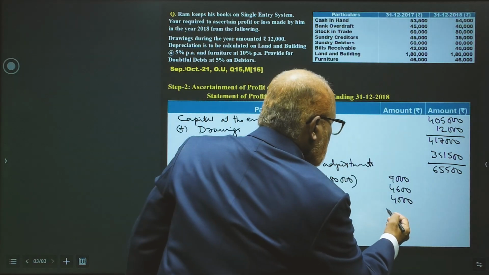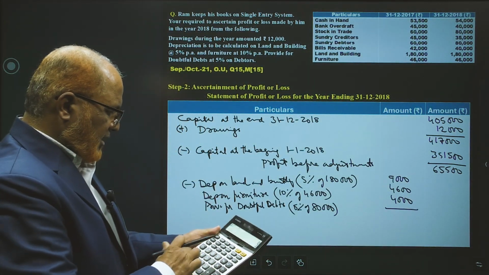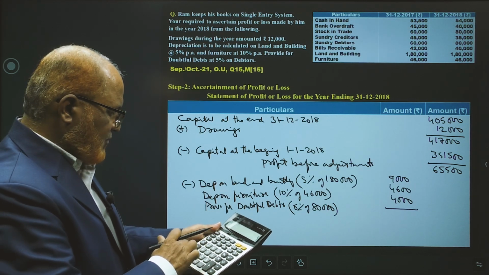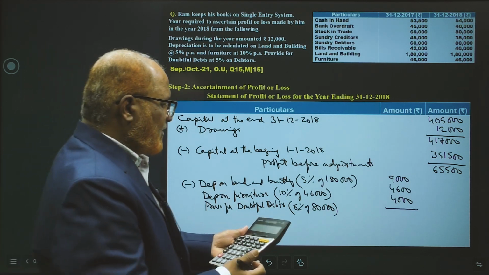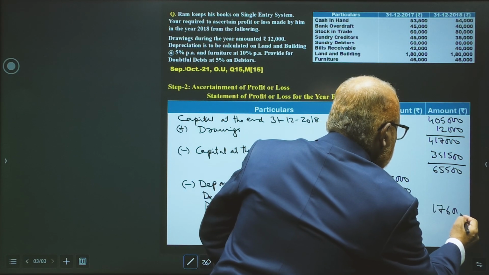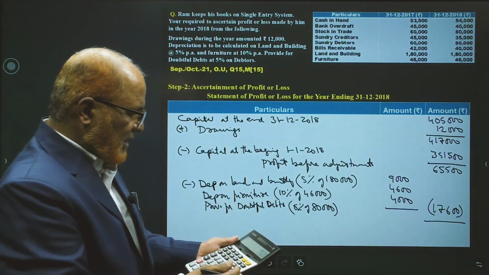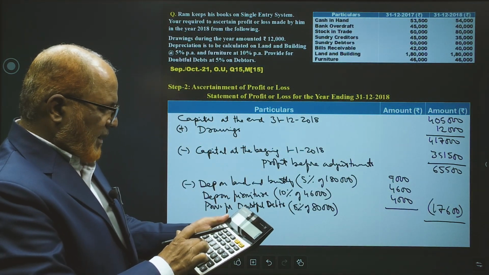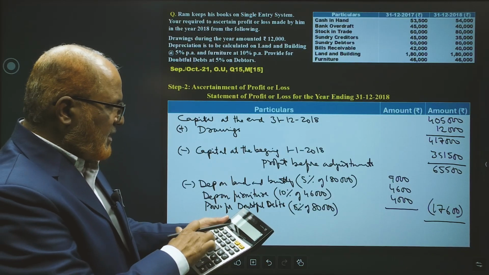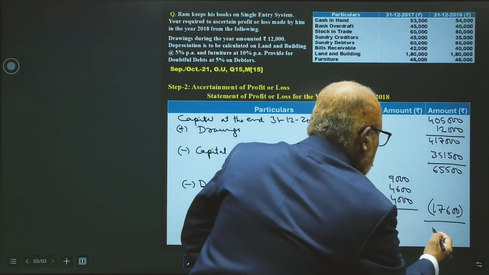Now take the total of these adjustments. So it is 9,000 plus 4,600 plus 4,000. That comes to 17,600. These are the deductions. Subtract. That's why I'm putting the minus sign. Bracket, 65,500 minus 17,600 comes to 47,900.